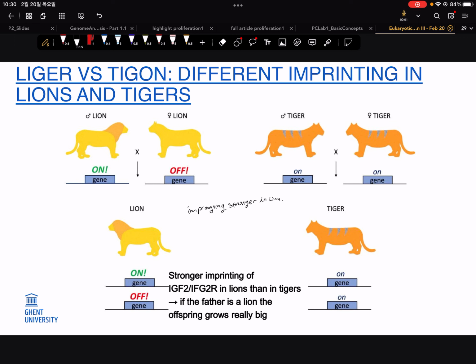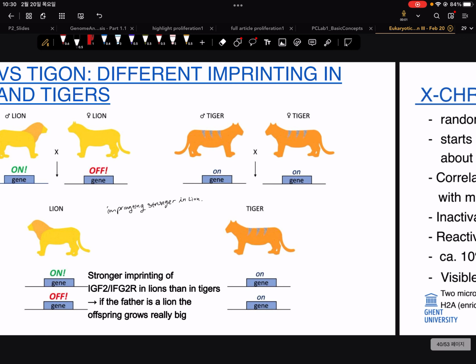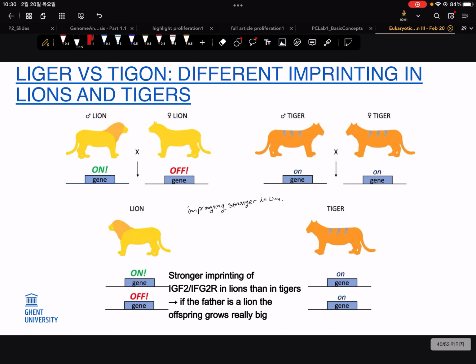Female or male tigers, it doesn't matter, the gene is moderately expressed. So a normal tiger has a little bit of expression from one allele of IGF2 and a little bit of expression of the second one, and that is fine. However, in lions, this pattern of monoallelic expression is extremely strong.